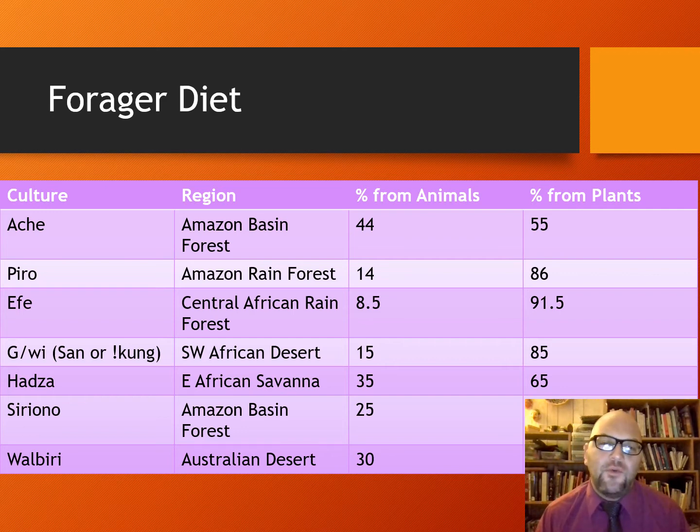Just to let you know, when you look at the vast majority of hunter-gatherers and foragers around the globe, most of their food is coming from plants, right? The Fa in Central Africa, where more than 90% is coming from plants. The Kung or San in the Kalahari Desert, who I mentioned before, have about 85% of their caloric intake coming from plants. The reality is that traditionally, the forager diet is very high on plant material and fairly low on protein and fat.